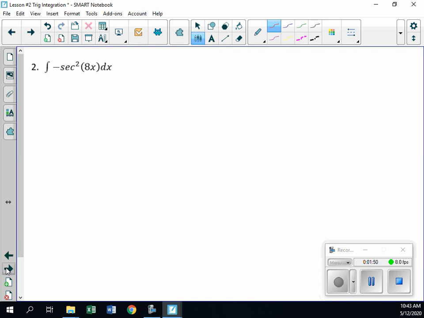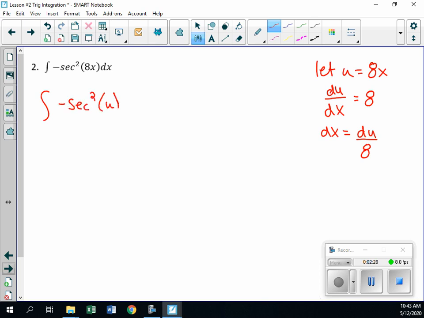For example number 2, the antiderivative of secant squared, and you guys will have all of these on a formula sheet. For secant squared, we are going to let u equal our angle. We want to replace our angle, just to show you, you don't have to. Then my derivative du/dx is 8, and again, dx is equal to du over 8. So if I write this as negative secant squared of u du over 8, that 8 is going to stay.